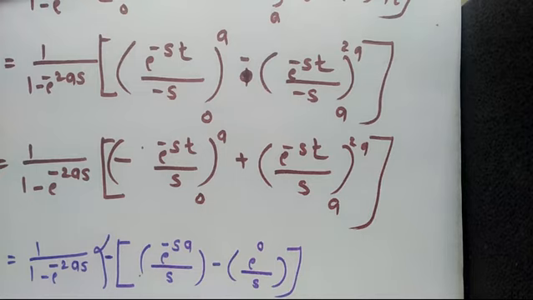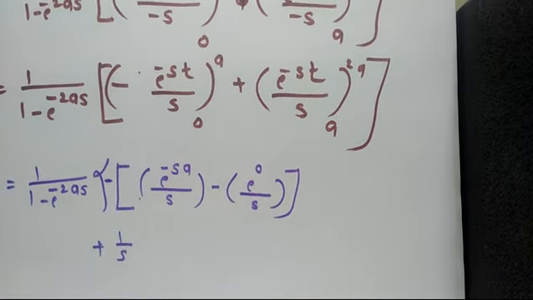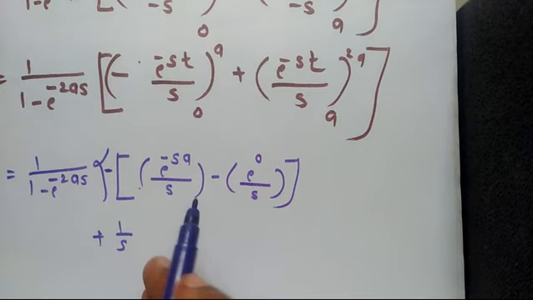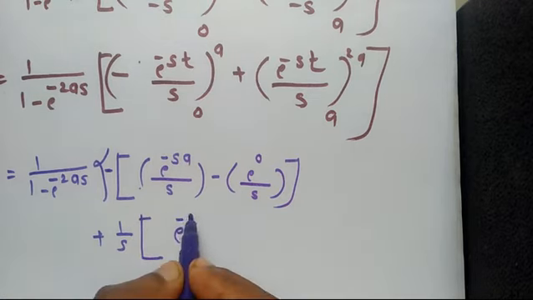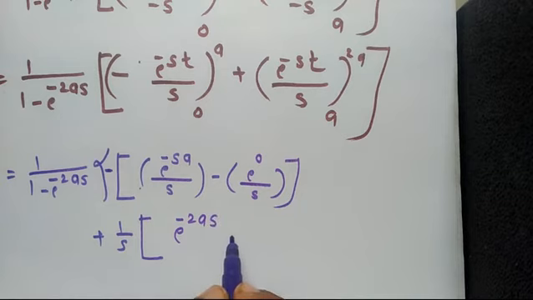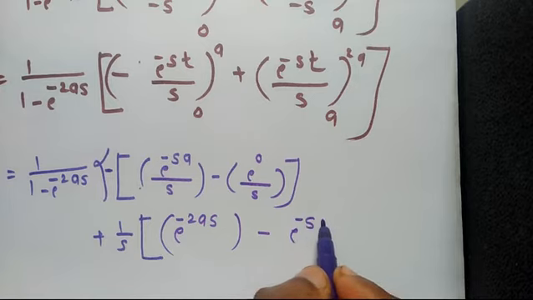Plus, this 1 by s is a constant, keep outside. What is the upper limit for this bracket? e to the power minus 2as. What is the lower limit? It is e to the power minus sa.